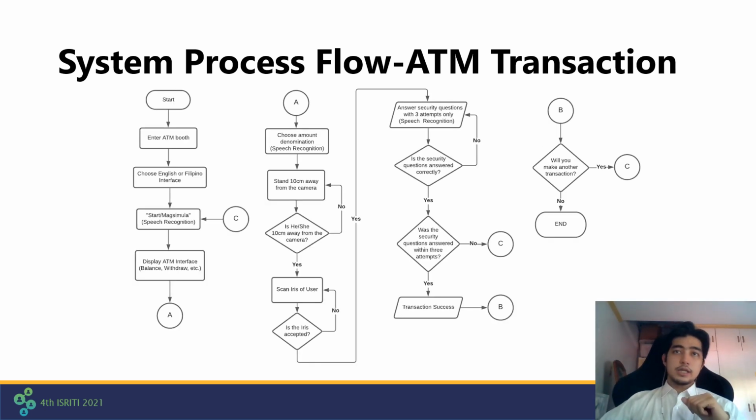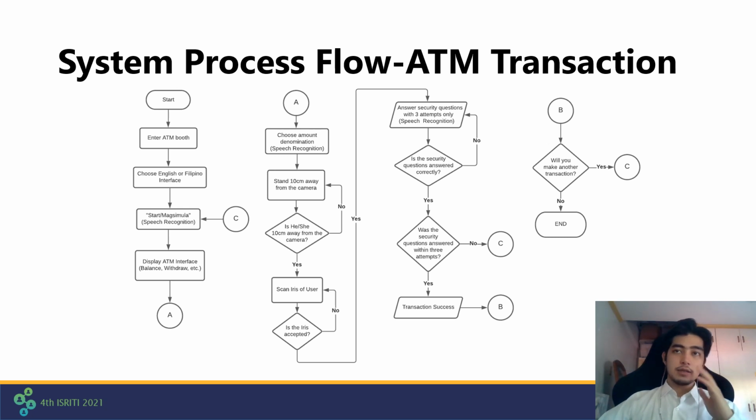For the ATM transaction, they will basically do the same thing. When the user enters the ATM booth, they have to choose a language interface by saying the start command for the English interface or magsimula command for the Filipino interface. Once they've chosen, the screen will prompt the different types of services available, and for this one, they'll be choosing the withdrawal transaction. After that, they have to choose the amount of money they will withdraw and then proceed to stand 10 centimeters away from the camera to begin scanning their iris.